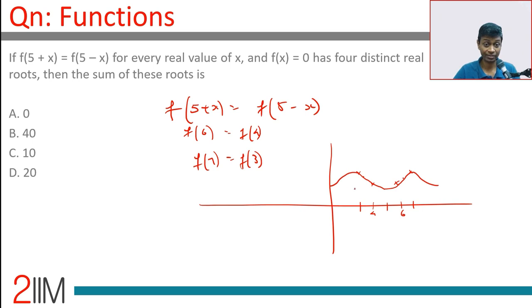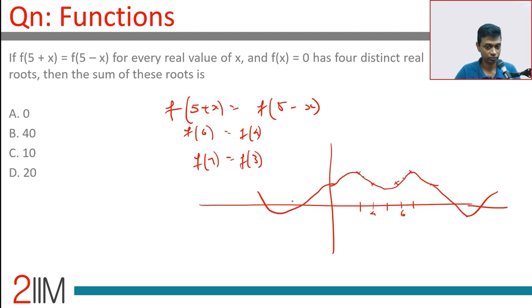And so I just want to dwell on this. I tried this, but then it didn't take me anywhere. It looks like it is symmetric around 5. Yeah, so what? And it has 4 distinct real roots. So let's break this framework. Let's assume that it cuts somewhere here and then cuts somewhere here. 2 roots. Therefore, it will cut here and cut here. 4 roots. Now we are on to something.